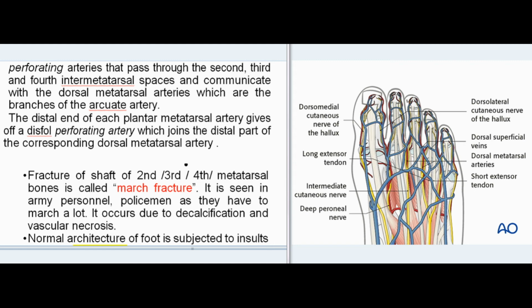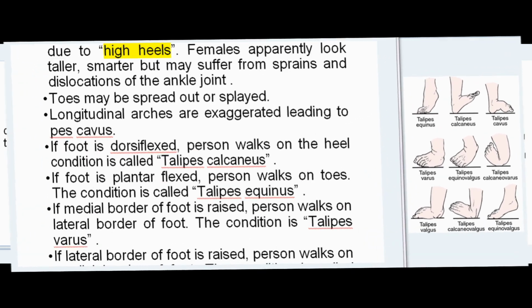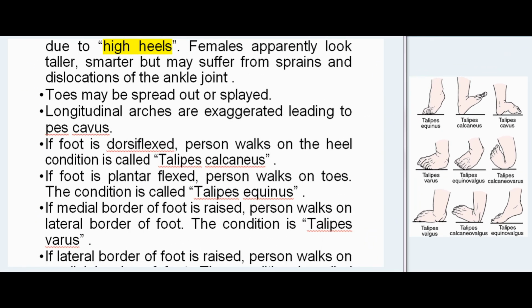Normal architecture of the foot is subjected to insults due to high heels. Females apparently look taller and smarter, but may suffer from sprains and dislocations of the ankle joint. Toes may be spread out or splayed. Longitudinal arches are exaggerated, leading to pes cavus.